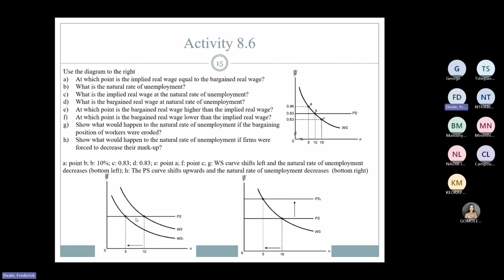Now, what happens to the natural rate of unemployment? The PS curve, nothing happened to the price setting curve because of this change, right? So the price setting curve stayed the same. The natural rate of unemployment would decrease at the end of the day, because of the shift in the WS curve, the wage setting curve. So it feels a little bit counterintuitive that unemployment decreased because your bargaining position was eroded, but this is actually quite true.